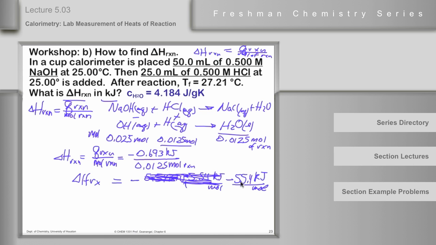0.693 kilojoules over 0.01 ends up being 55.4. Somebody want to check it for me? Sometimes I can't be trusted.